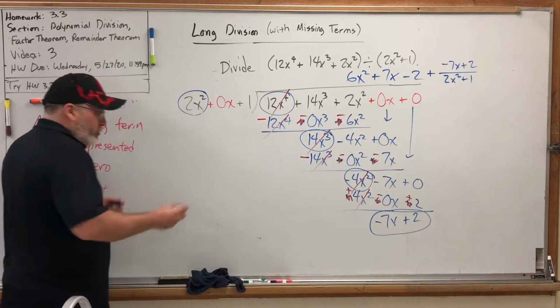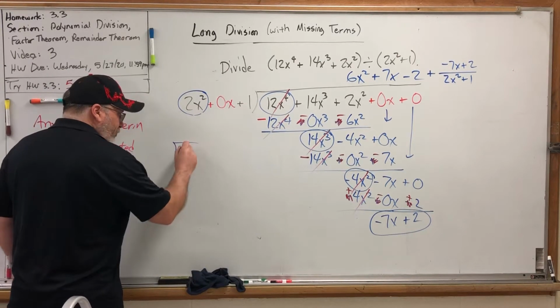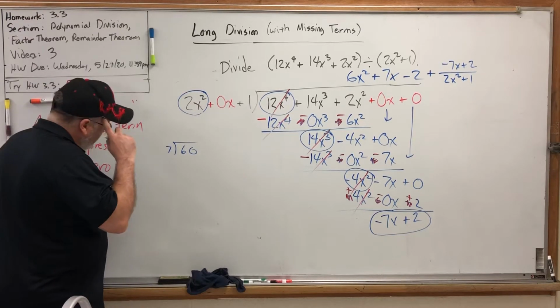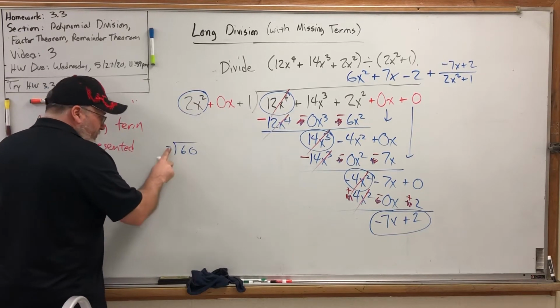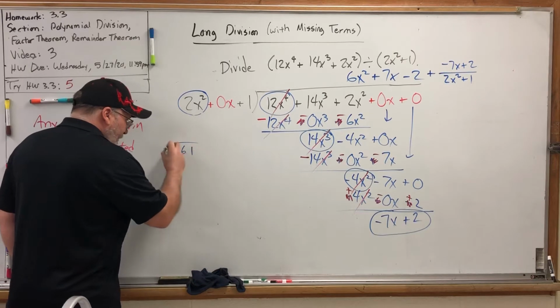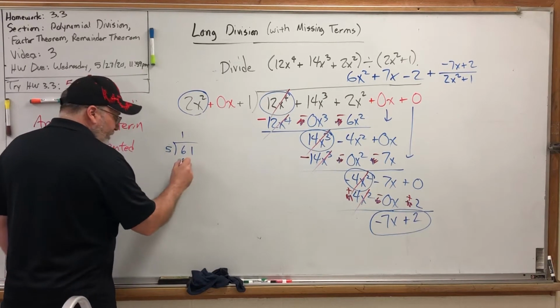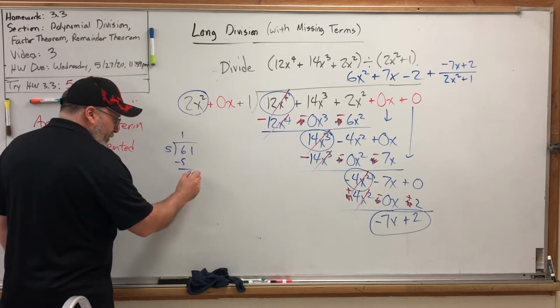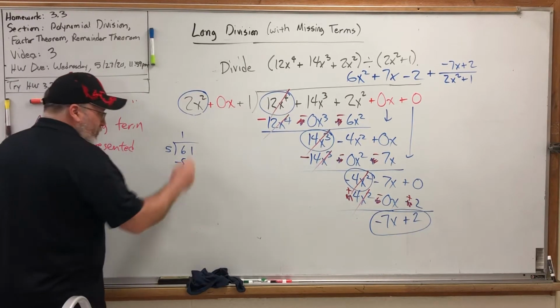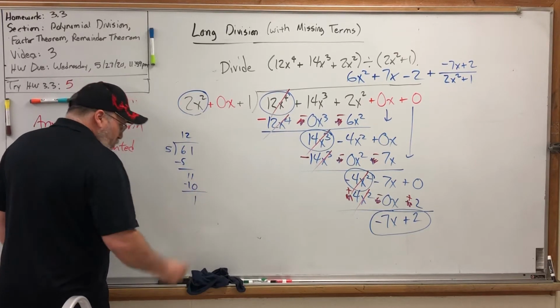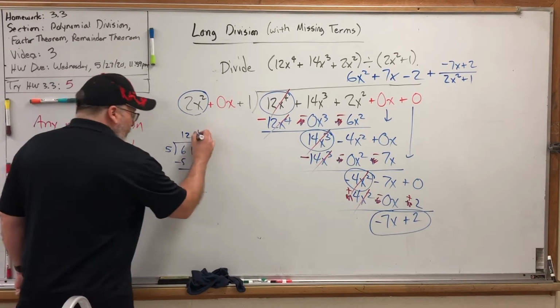Well, how do you check the answer in a number division problem? We'll say 61 divided by 5. 5 goes into 6 once, 1 times 5 is 5, 6 minus 5 is 1, bring down that 1. 5 goes into 11 twice, 2 times 5 is 10, 11 minus 10 is 1. And so we get 12 1/5.